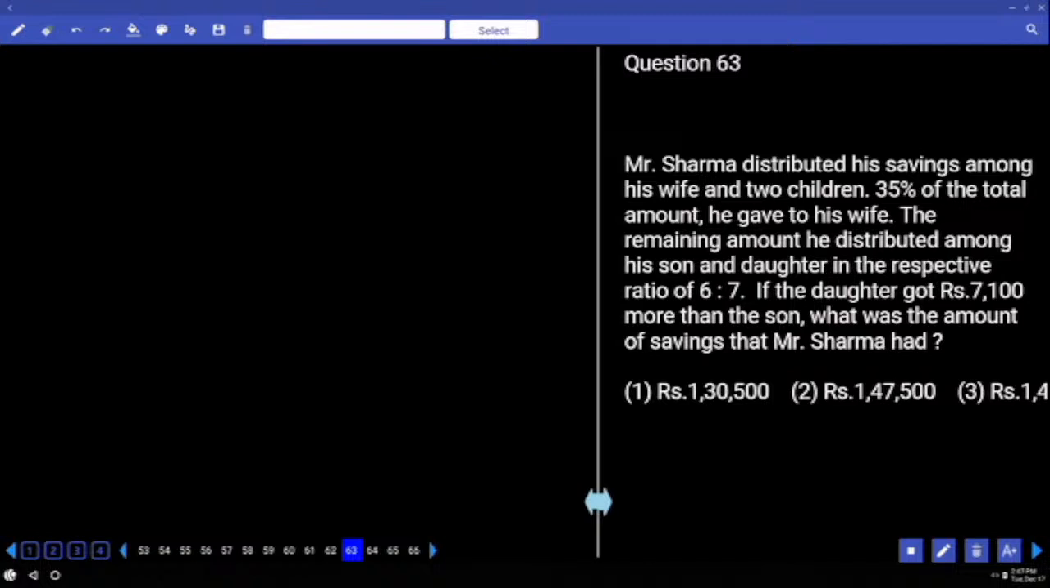Mr. Sharma distributed his savings among his wife and 2 children. 35% of the total amount he gave to his wife.